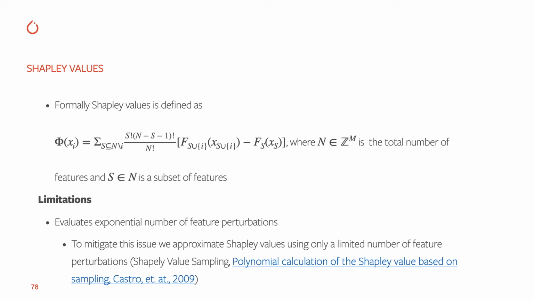One of the challenges of Shapley values, as we can also guess, is the computational cost. It is especially expensive if the number of features is large, because it is exponential in the number of input features. In order to mitigate this issue, we can only use randomly sampled subsets of permutations. This is what the Shapley value sampling algorithm does, and I also linked that algorithm on this slide. You can read more about it.